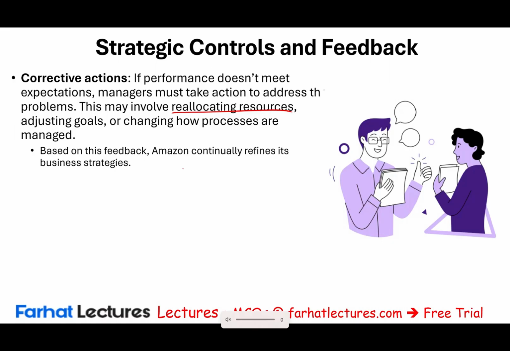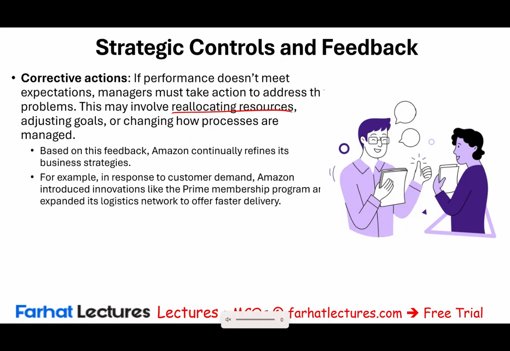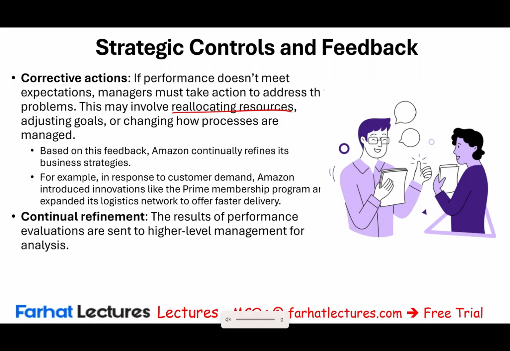For example, based on feedback, Amazon continually refines its business strategies. For example, in response to customer demand, Amazon introduced innovation like Prime membership. This is what customers want. This is the feedback we're getting. Let's do it. And expanded their logistic network to offer faster delivery. And at the end of the day, continual refinement is the key in every business plan.